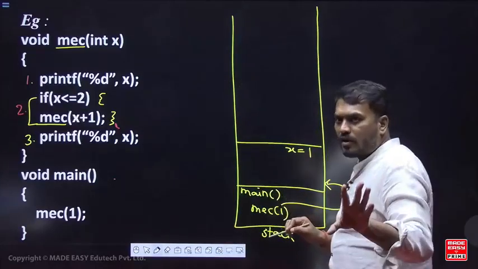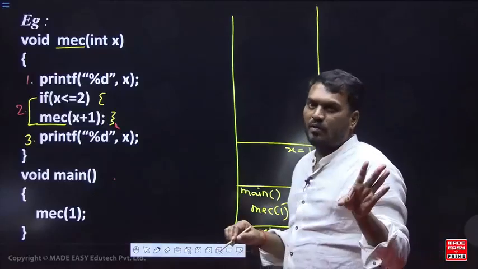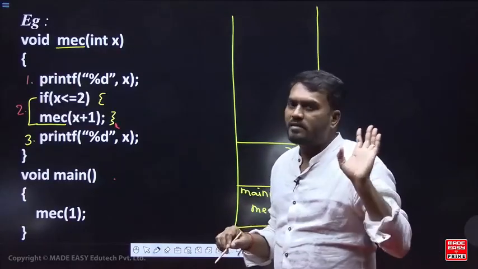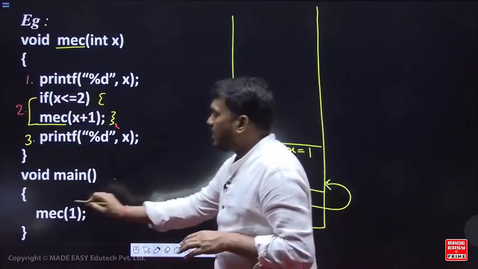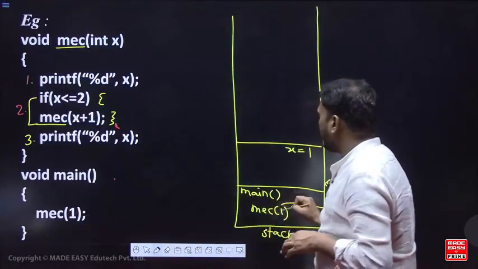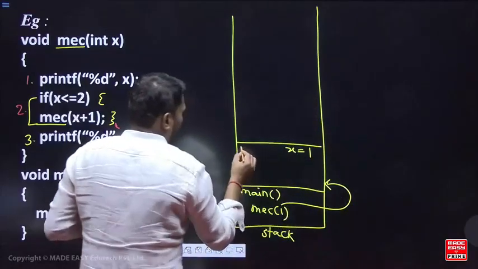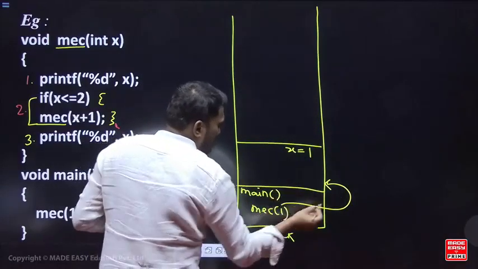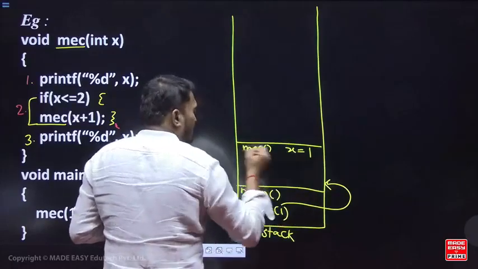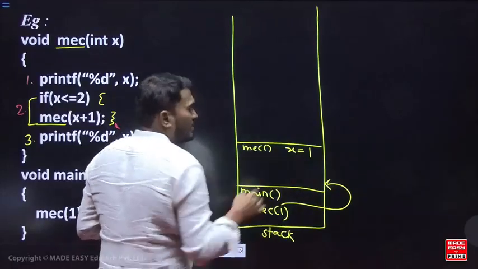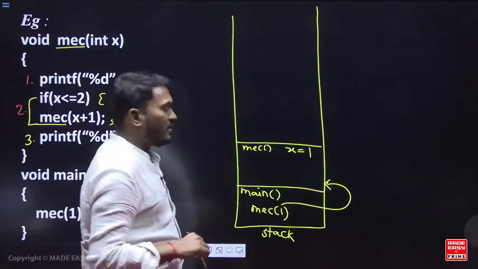Now look here, first the main function will be pushed into the stack. Whether it's a recursive program or non-recursive program, everything will execute with the help of a stack only. Recursion means definitely stack. Is that clear? So first the main function is pushed into the stack, and then you call MEC of 1, and this 1 will be received into variable x. When you call the MEC function, MEC will be pushed into the stack and it will create an activation record. Activation record means a stack frame allocated for the recursive call.